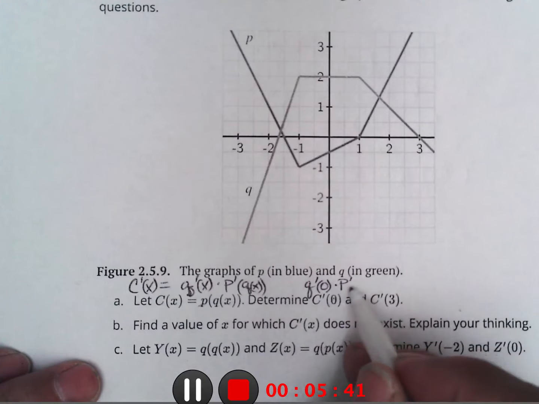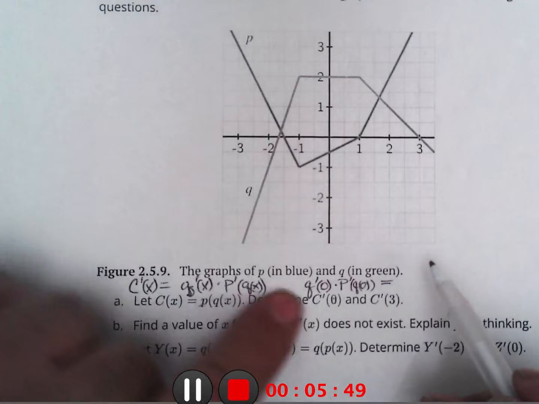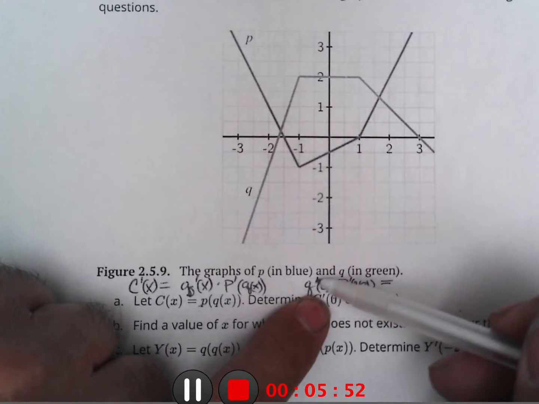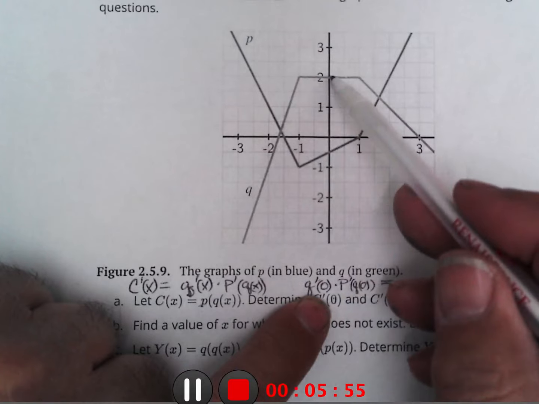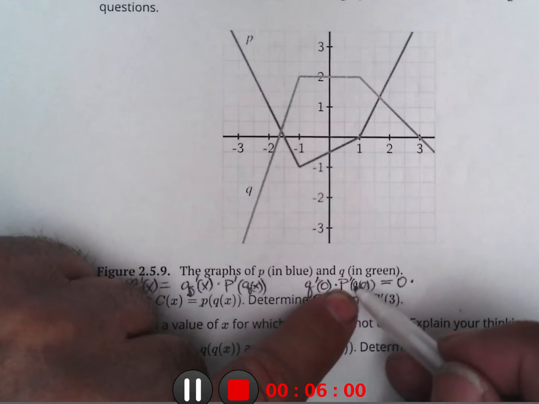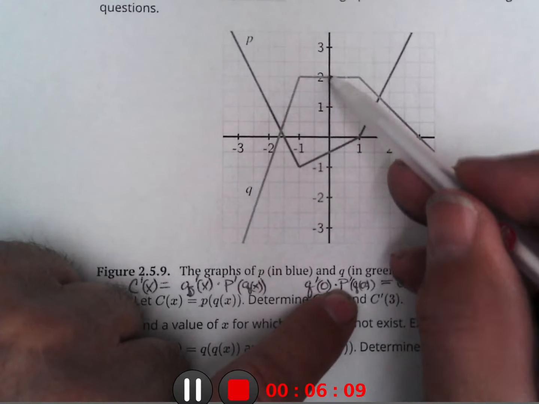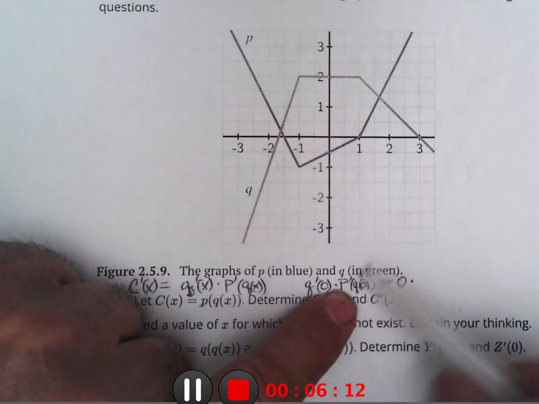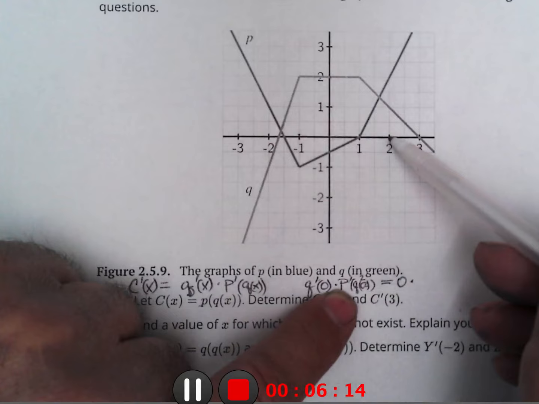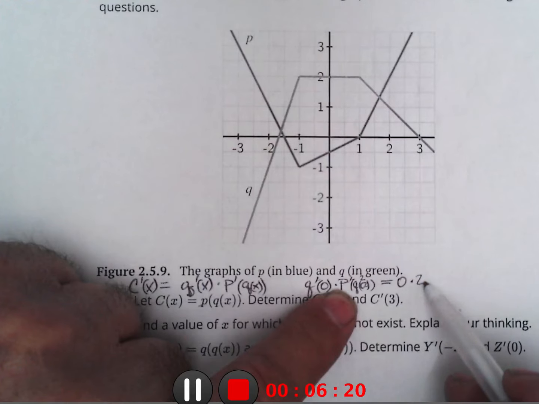So if we're going to do this at 0, we're going to have q prime of 0 times p prime of q of 0. So let's be real careful on that. So q prime, this is the slope of the q graph at 0. Well, that's 0 times the slope of the p graph at q of 0. Q of 0 is 2. Q of 0 is the height. So that's 2. We want to find p prime at 2. At 2, the slope of p is 0.